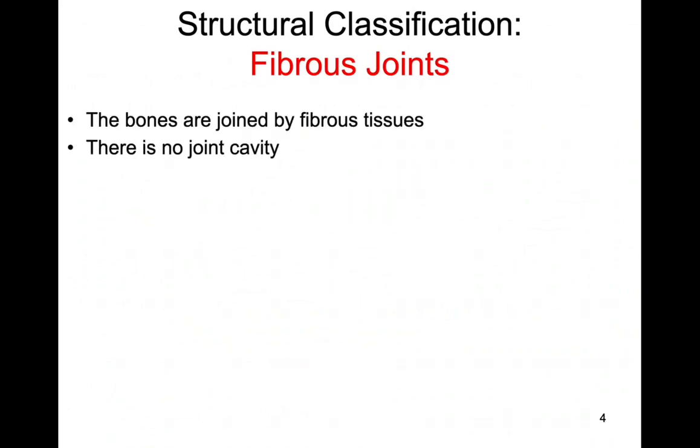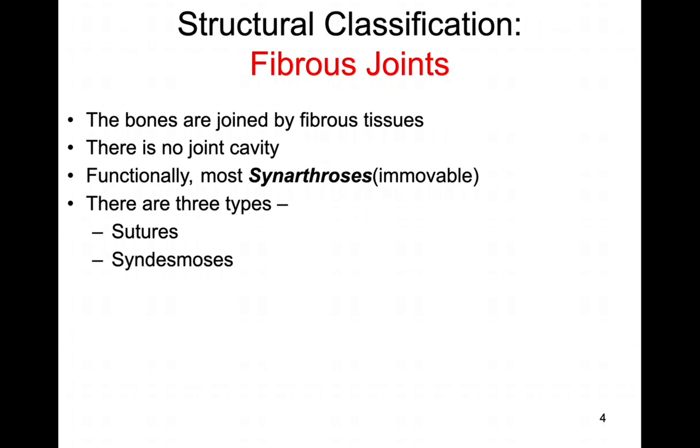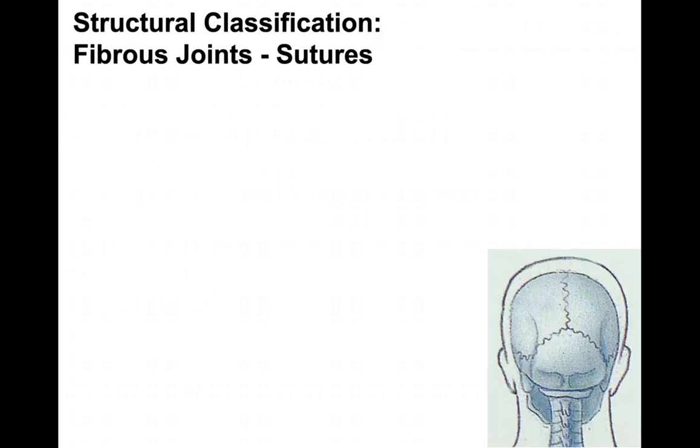So when we look at the fibrous joints, these are joined together by fibrous tissues. There's no joint cavity. So these tend to be the least movable or the most immovable. These will include the sutures, the syndesmoses, and gomphoses.